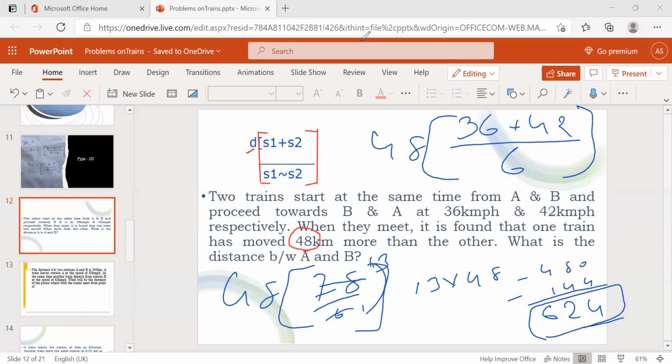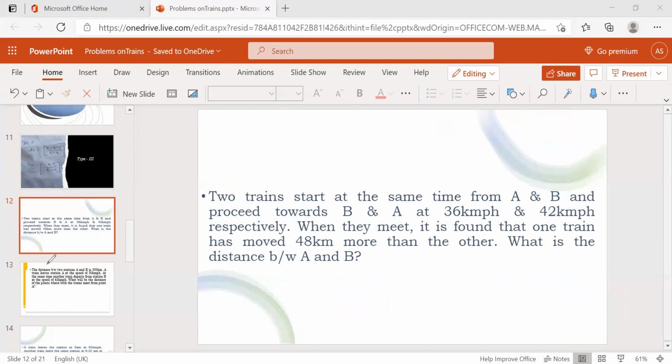So directly you can get the answer by substituting the values here. It is quite easy. When you know the formula and you remember this formula and you have all the values, then you just substitute these values in the formula. Then you will get distance 624 kilometers. What is this distance? The distance between stations A and B. Okay, now you're going to clear this.